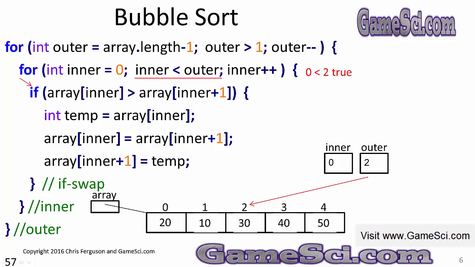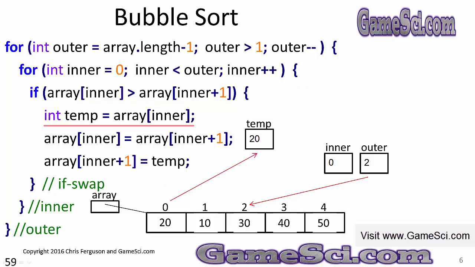0 less than 2 is a true statement, so we'll go to the if statement. When we get to the if statement, array sub inner, 20, is that greater than array sub inner plus 1, which is 10? Very much a true statement. As a true statement, it's going to go inside the if statement and execute the swap.